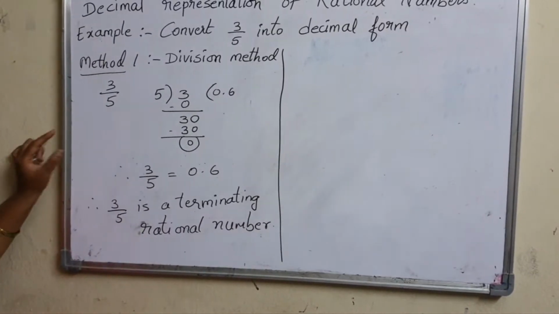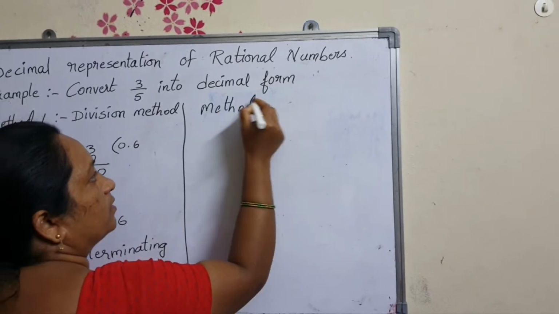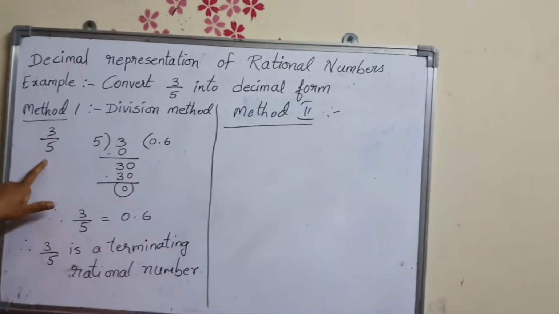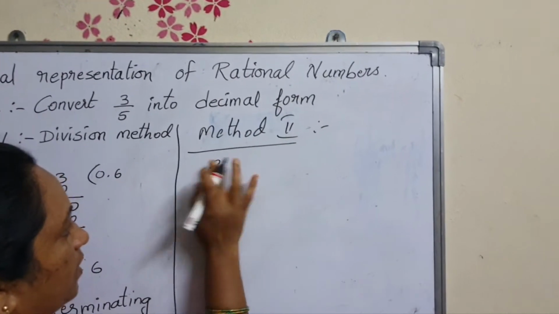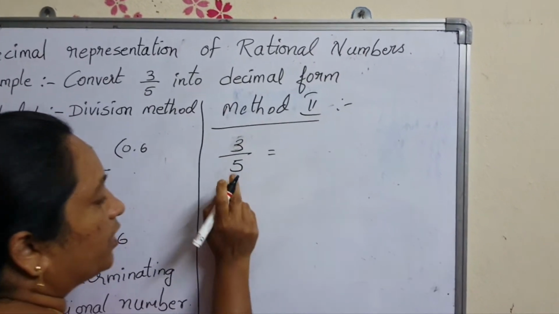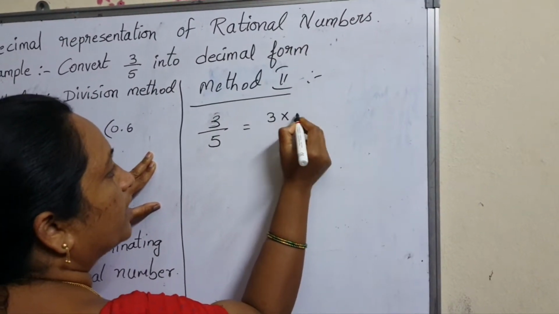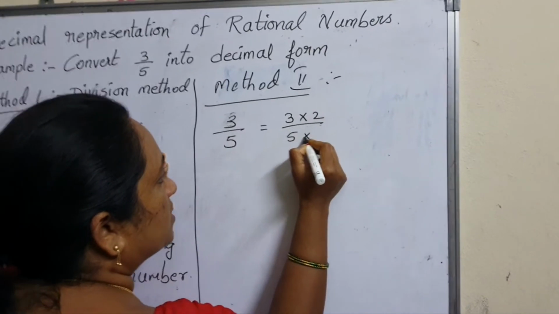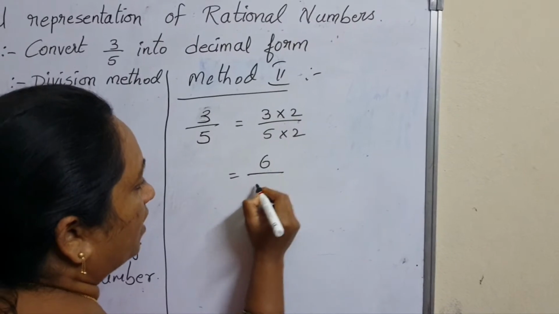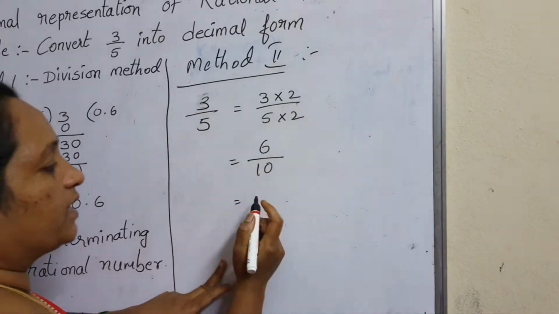Okay. Now similarly, let us learn the second method. The second method is nothing but making the denominator into base 10. So 3 divided by 5. Here, in order to make this denominator 5 as 10, we need to multiply the numerator and denominator by 2. This is nothing but an equivalent fraction. Now 3 twos are 6 and 5 twos are 10.